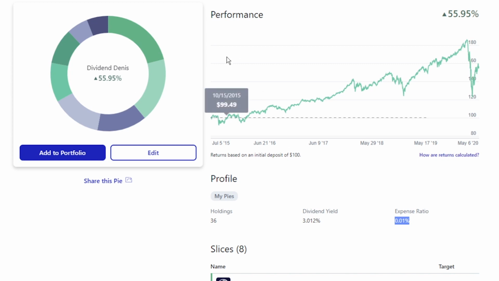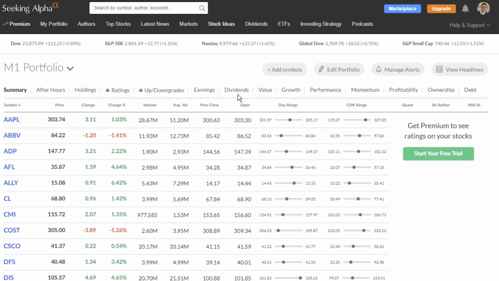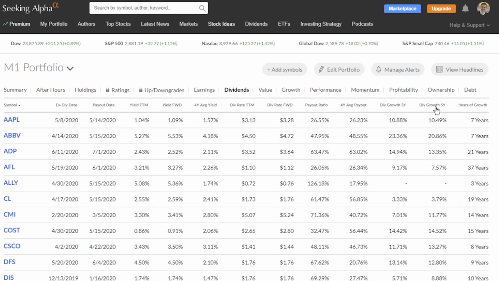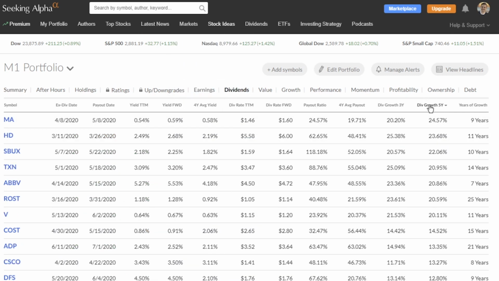And what I mean by that is if we go back to Seeking Alpha, clicking on dividends, we can go on to the dividend growth rate right over here, and I'll toggle this. So right here, MasterCard is a great example. MasterCard gives out a 24.57% average dividend growth per year. So that means my money is growing at a rate of 24% for the dividend that is being paid out.